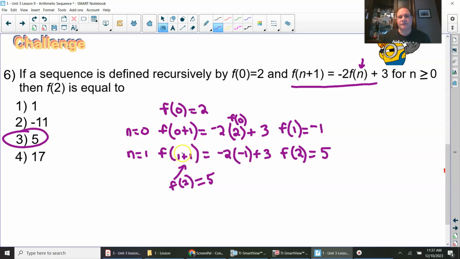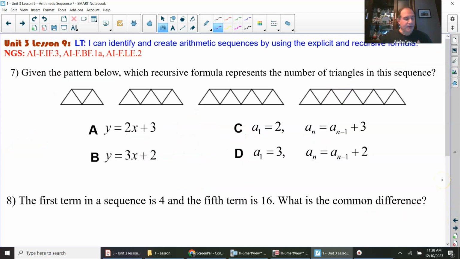Now we're looking for f of 2. So n now is 1. And we're doing -2 times -1 because f of 1 is -1. So that's why you're substituting it in here. And that's like that prior term thing that we were talking about. That means it's 2 plus 3, which is 5. F of 2 is equal to 5. And that one's a challenging question, but that's it.